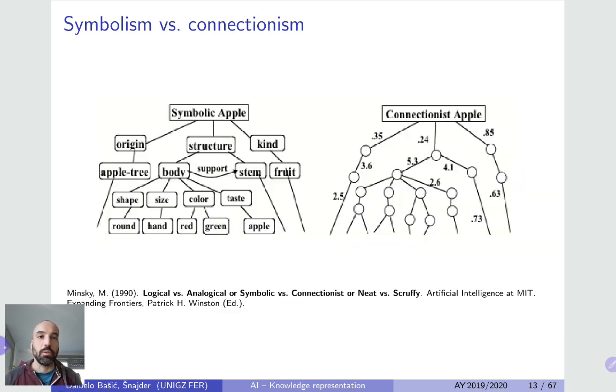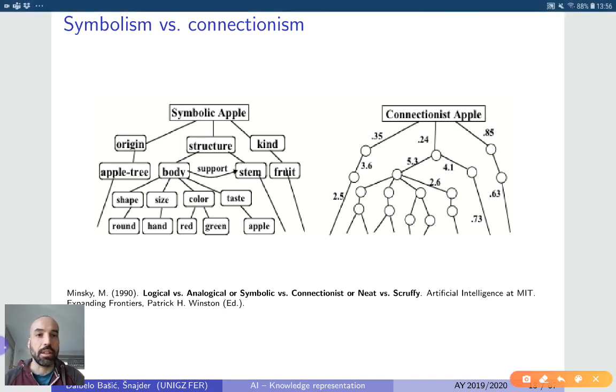And maybe to give you an example of how a symbolist approaches a problem versus a connectionist, think of an apple as a concept. In the world of symbolism, an apple would be represented in terms of a structure, and the structure would be described via some symbols. So if you need to define an apple, you would probably want to talk about its origin, the structure of the apple, and then decompose it further into a body and the stem. And you might want to talk about the kind of apple and how it fits into the taxonomy of edible things.